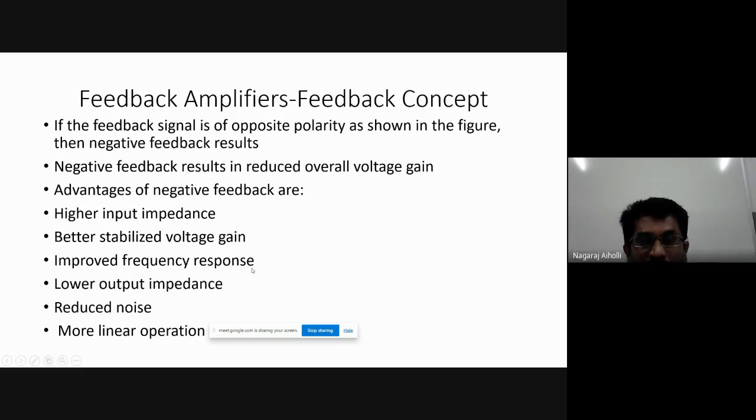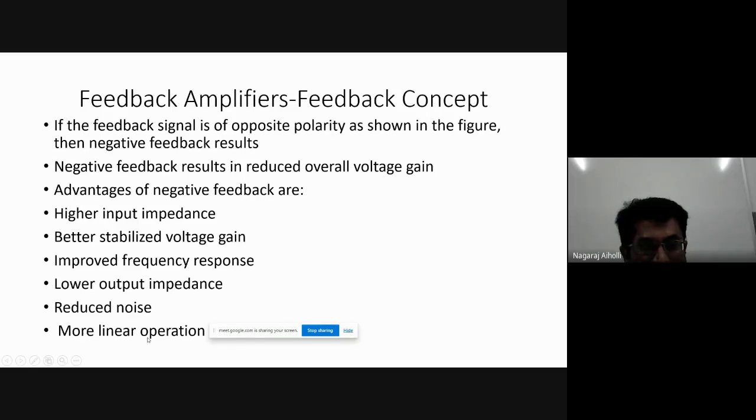And good frequency response. The graph of the gain versus frequency, that is V0 by Vin on the y axis and frequency on the x axis, if you plot the graph, that is called the frequency response. So we get a good frequency response, a good curve for negative feedback amplifiers. So these are the advantages of negative feedback amplifiers: high input impedance, better gain, improved frequency response, low output impedance, low noise, and linear operation.